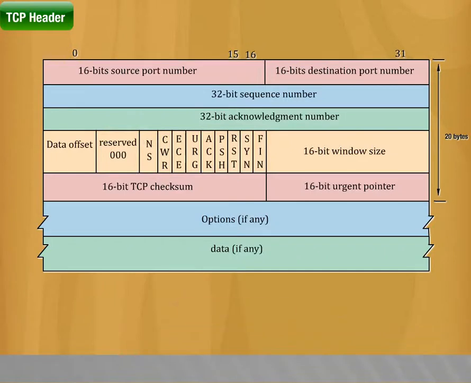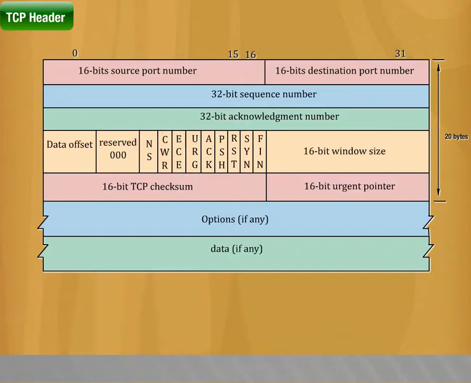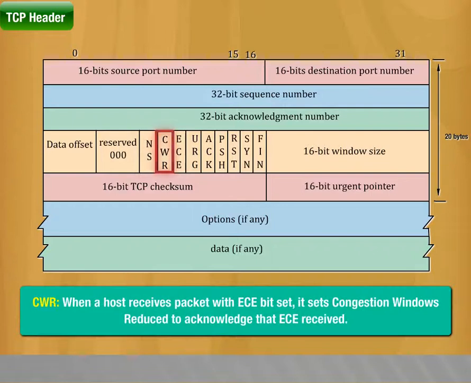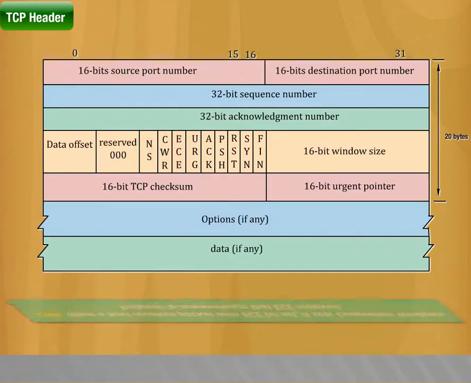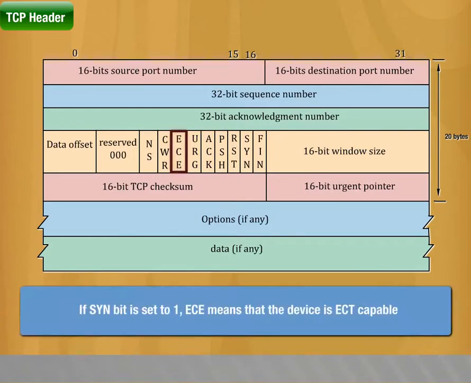Flags, 1 bit each. NS, nonce sum bit, is used by explicit congestion notification signaling process. CWR: when a host receives a packet with ECE bit set, it sets congestion window reduced to acknowledge that ECE was received. ECE has two meanings. If SYN bit is clear to 0, then ECE means that the packet has its CE, that is congestion experience, bit set. If SYN bit is set to 1, ECE means that the device is ECT capable.